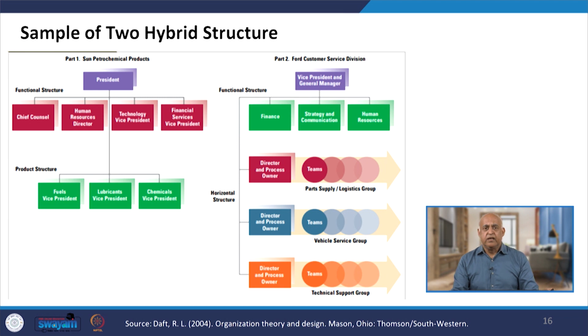This is the example of the same petrochemical products. Now, when we see the 4 customer service divisions, then we will find finance, marketing and the market resources. The director and the process owner create the teams. So, a number of teams are there, one team will be leading and the rest of the teams will be following. So, here director and the process owner teams, vehicle service, power supply and technical support group are there. So, all of these are becoming more and more functional in their working.